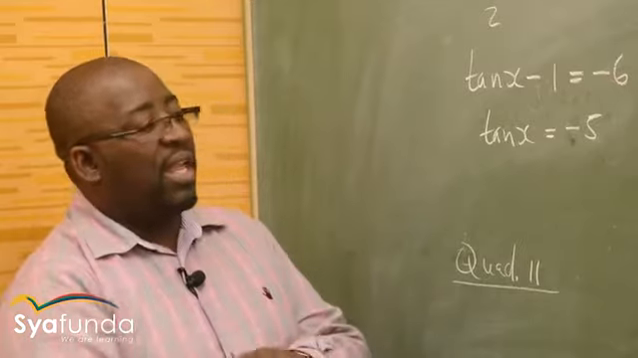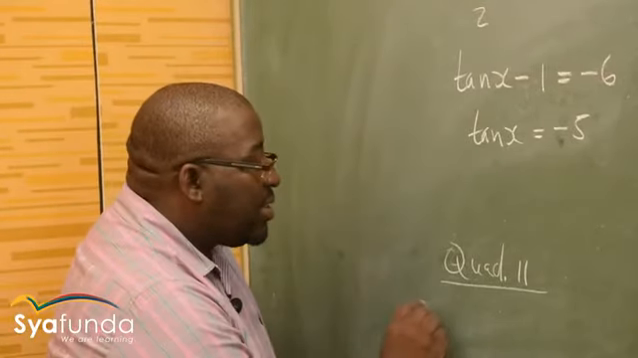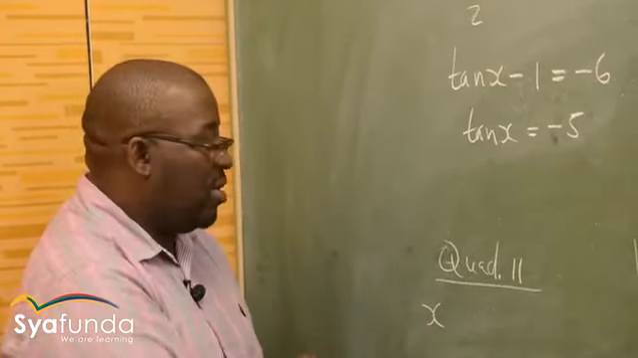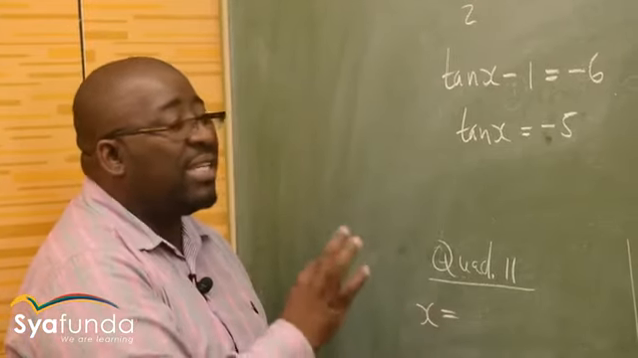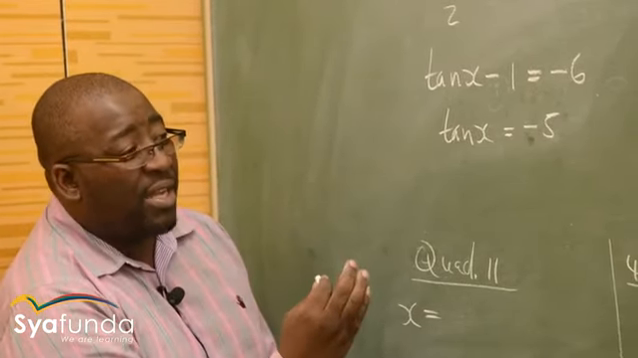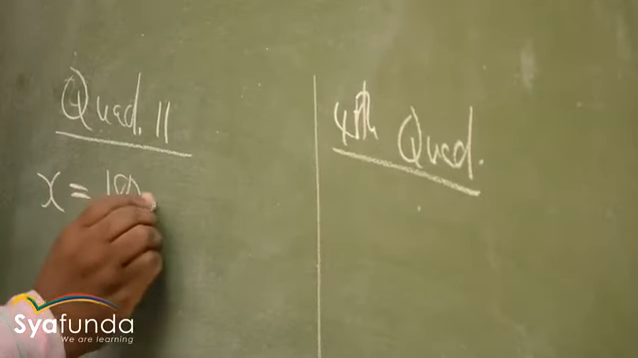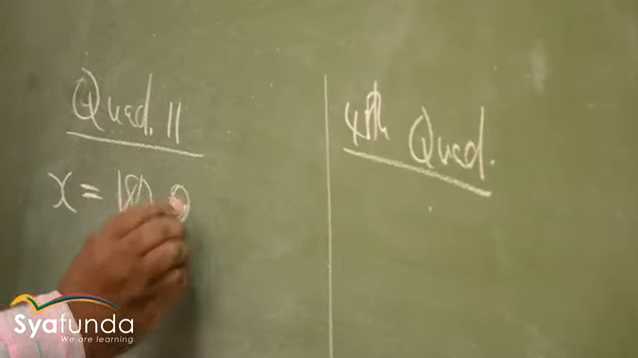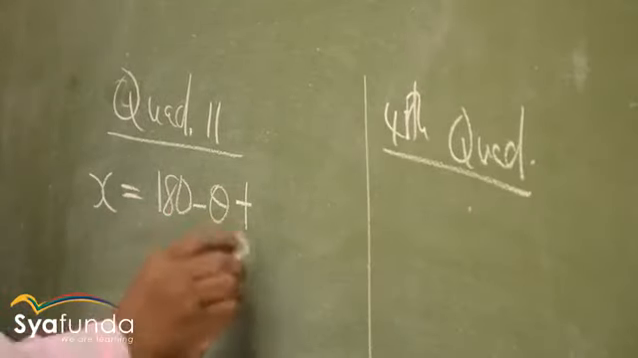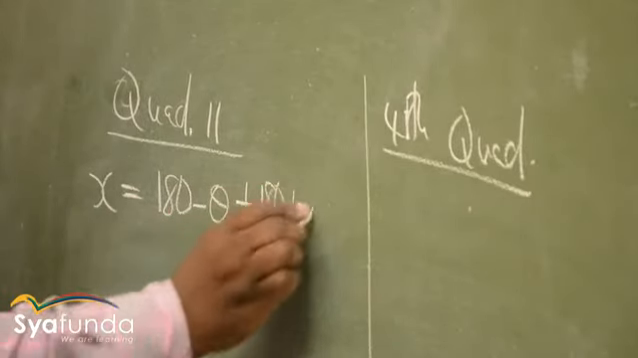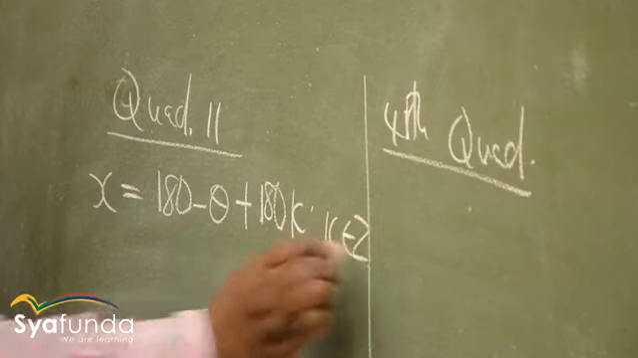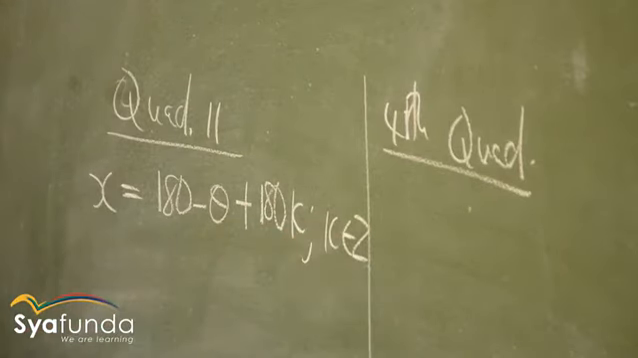Now, the second quadrant. So our solution, in this case, our x that we're looking for will be equal to, because it is in the second quadrant, 180 minus theta, plus the period, which is 180k, where k is an element of integers. k can be 1, 2, 3.